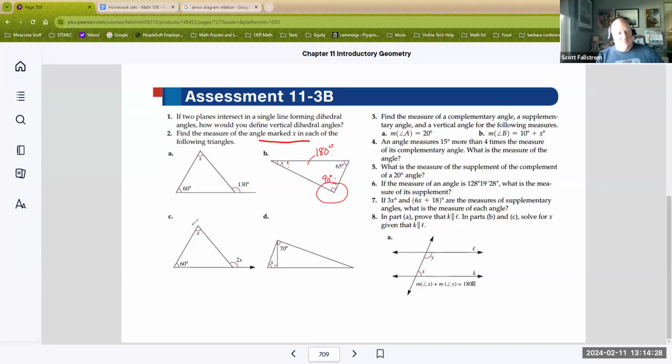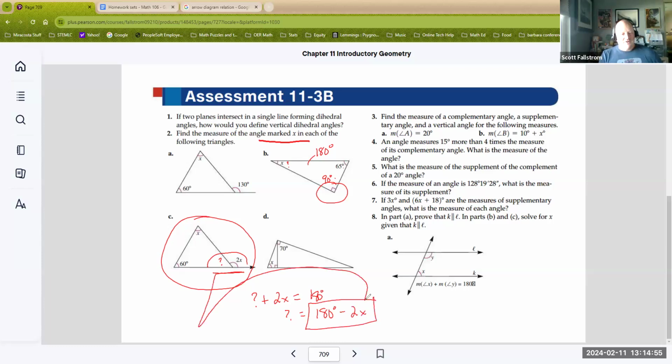Here they give you a little bit less, it looks like, but they're still giving you a lot of information. Remember, the sum of these angles has to be 180. But also this angle right here is supplementary. So I don't know what this is, question mark, but I know that question mark plus 2x has to equal 180 degrees. So really my question mark is now 180 degrees minus 2x. Take that and put it right in.